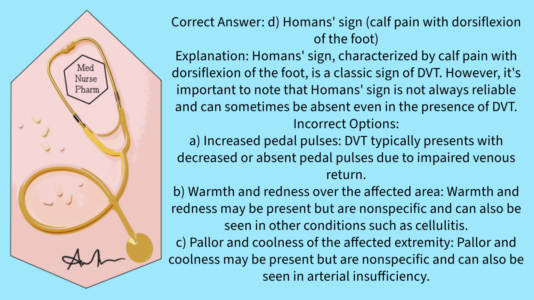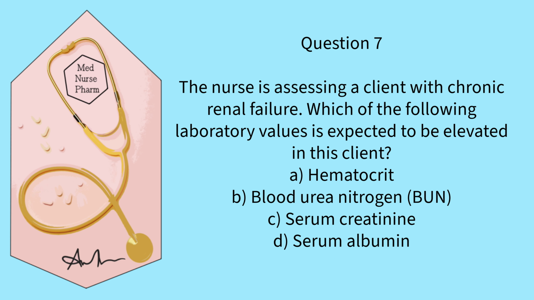Homan sign. Homan sign, characterized by calf pain with dorsiflexion of the foot, is a classic sign of DVT. However, it's important to note that Homan sign is not always reliable and can sometimes be absent even in the presence of DVT.